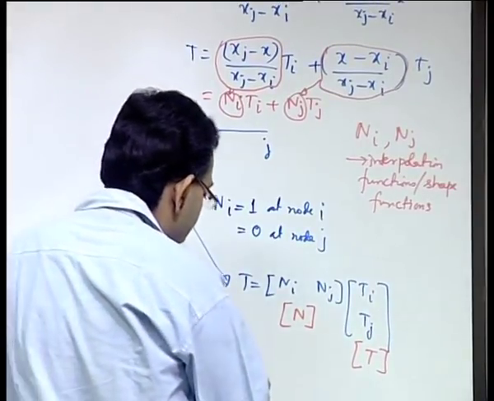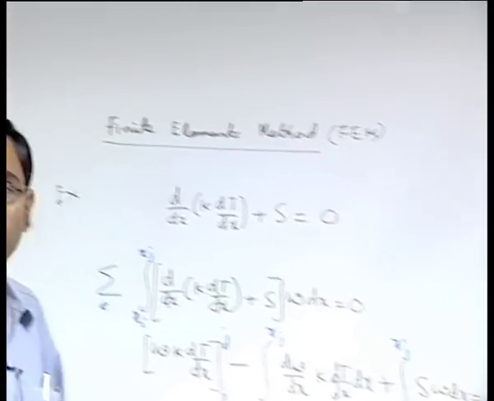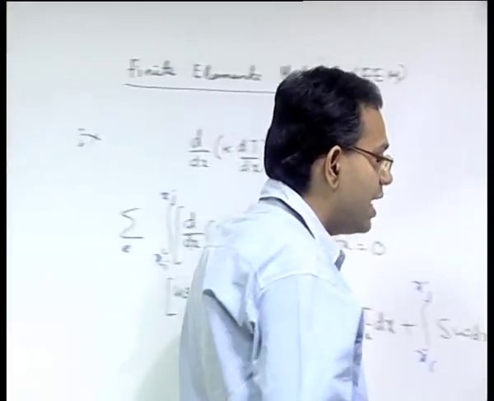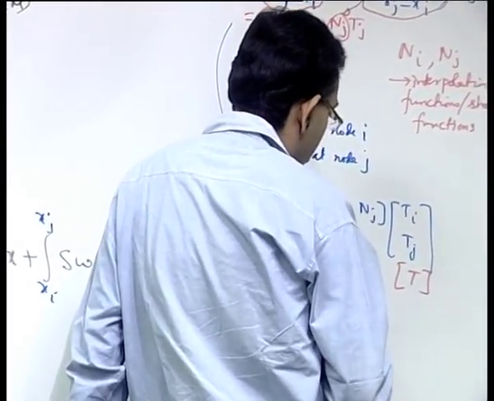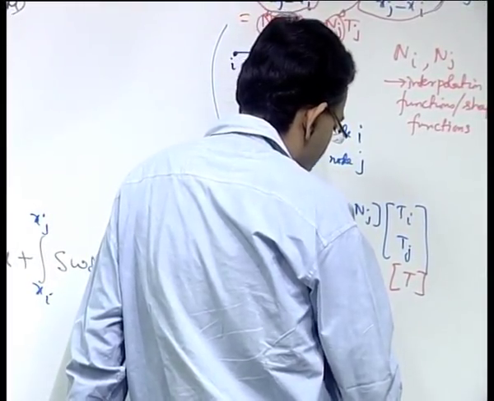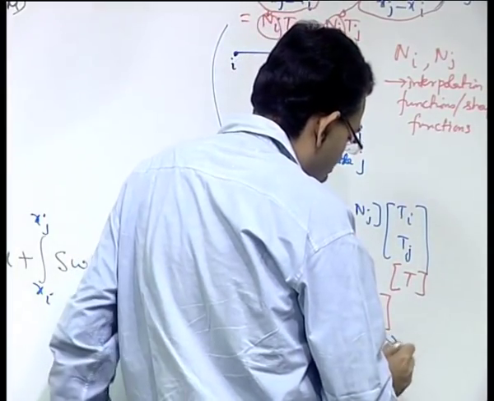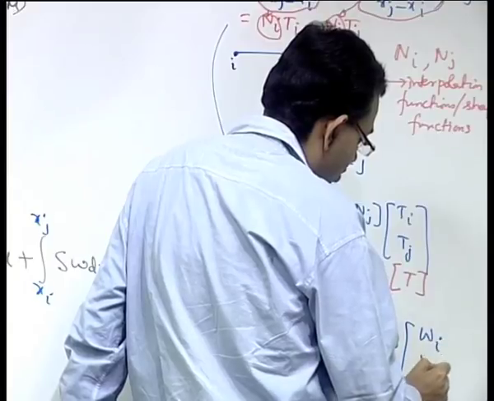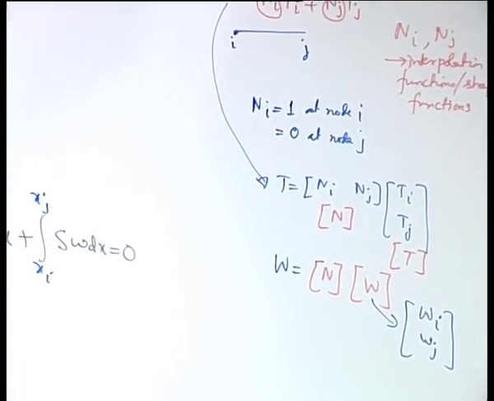Now, the question is, what is the weight function? In the Galerkin's method, the trial function and the weight function have the same form. So, that you can write as N into W, where what is this W? W is Wi and Wj. Conceptually they are like delta Ti and delta Tj.